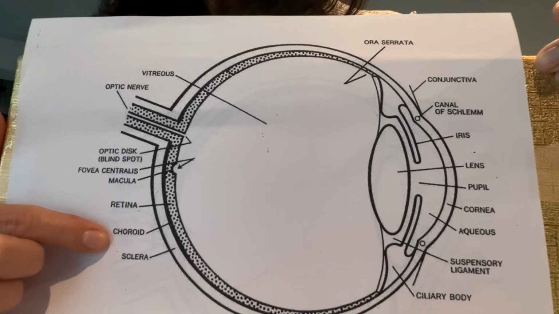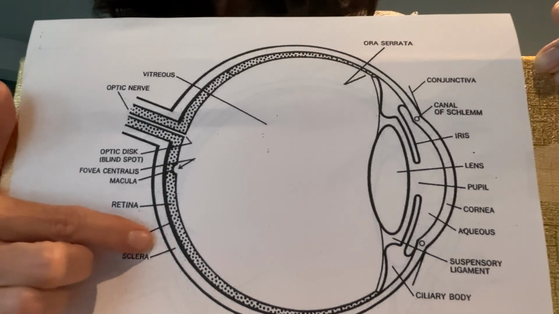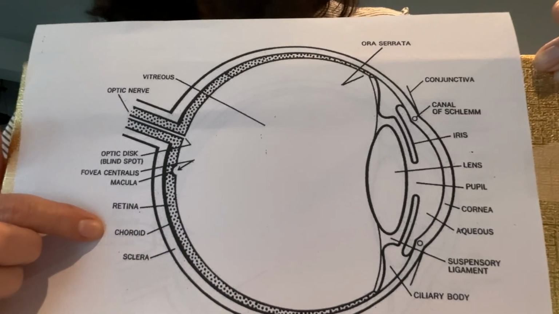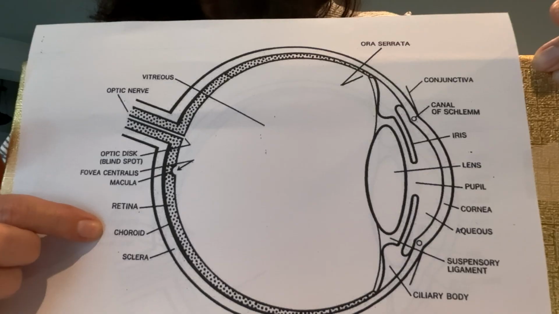Next, we have the choroid. The choroid here is a layer between the retina and the sclera, consisting primarily of blood vessels which provide nourishment to the retina.